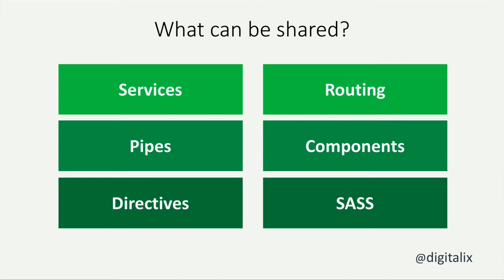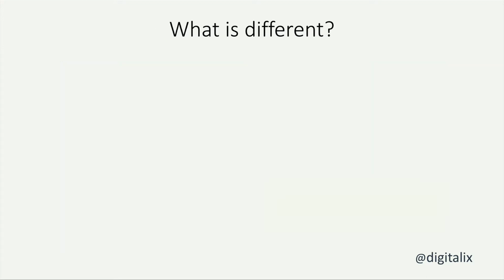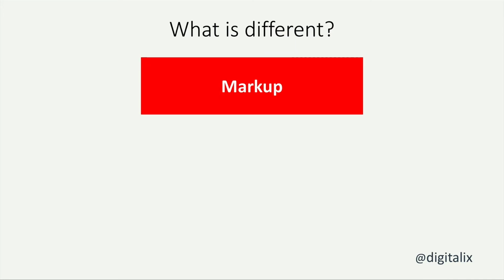Because SASS is designed in such a way where you can have variables, and variables can easily be shared. CSS, though, has its limitations. For example, there are some things you can't do with CSS that are shareable, and I'll talk about that in a second. So what is different? Well, as you saw, markup is really different. It cannot be shared at all. That's one thing where you have to write a different markup.